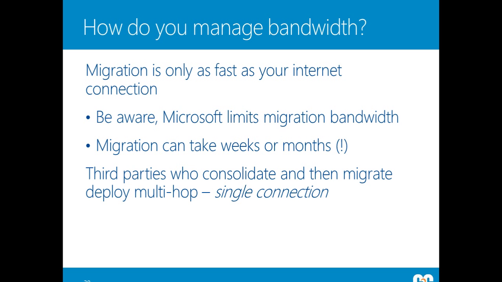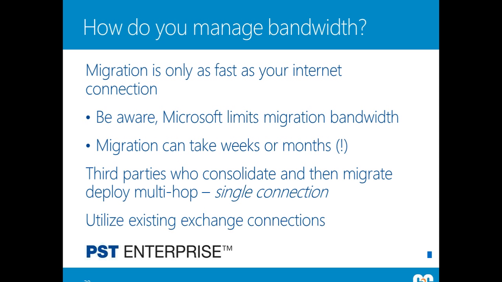Now, third parties who consolidate PST data and then migrate it are utilizing what's called a multi-hop process. Each consolidation server is a single connection into Exchange, and this can slow down the migration process. By contrast, PST Enterprise makes use of existing Exchange connections so that there is a direct connection. In the case of larger organizations, it becomes a many-to-many group of connections. So a lot of those bandwidth issues are eliminated.